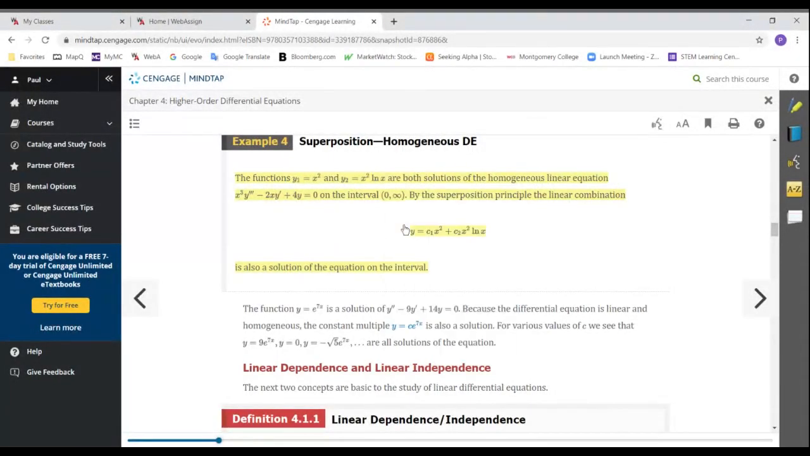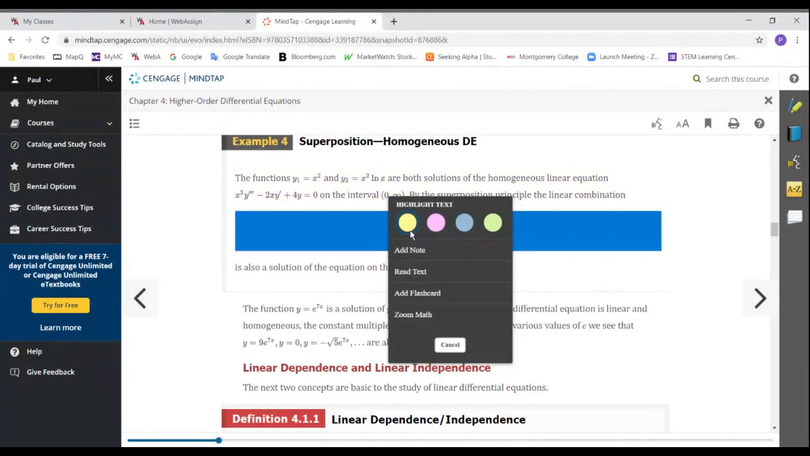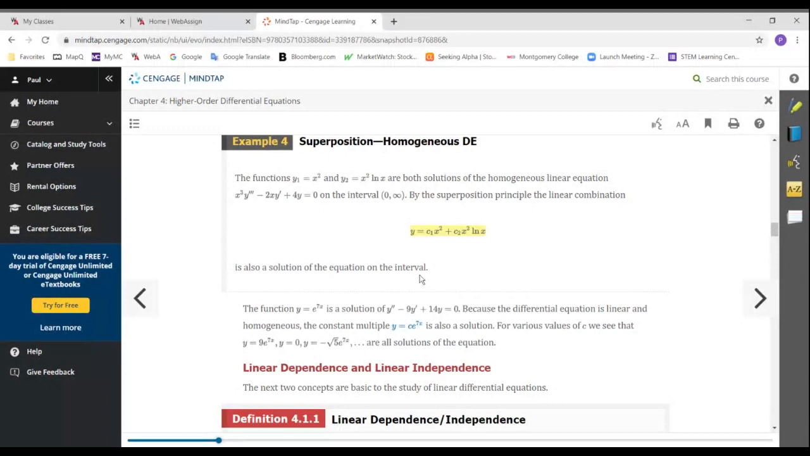Let me just remove the highlight here. Incidentally, that is a solution to the differential equation as well. So you really have three solutions here. You have y1 equals x squared, you have y2 equals x squared log of x, and then you have a more general solution, which is a linear combination of the two homogeneous solutions.